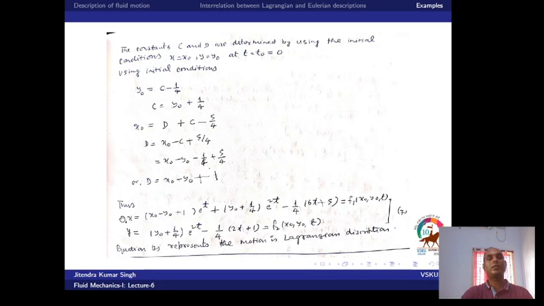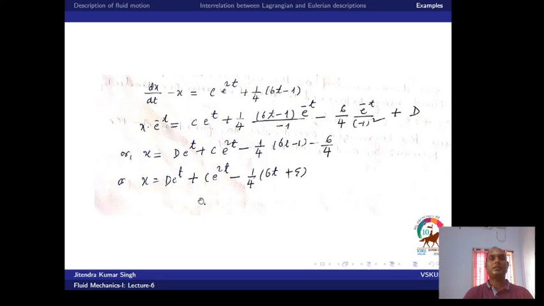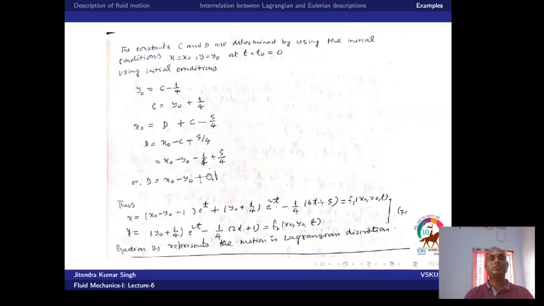Now these c and d values we shall put in the equations, that is the solution for x and solution for y. So we shall get x is equal to (x naught minus y naught plus 1) e to the power t, that is, in this equation here I am putting the d value, and here the c value. So we shall get (x naught minus y naught plus 1) e to the power t plus (y naught plus 1 by 4) e to the power 2t minus 1 by 4 (6t plus 5), and this one is a function of x naught, y naught and t, because it involves the initial position x naught, y naught and time t.